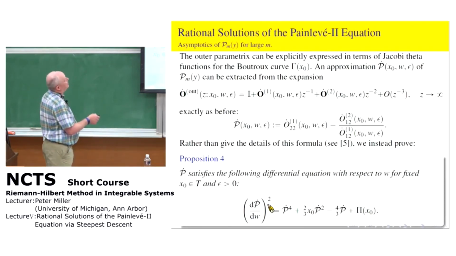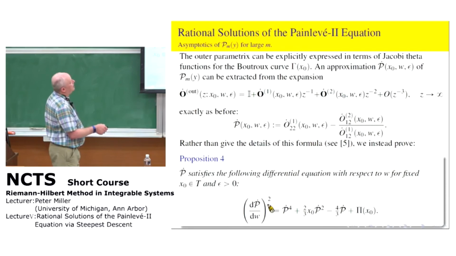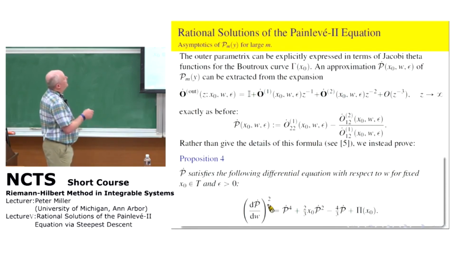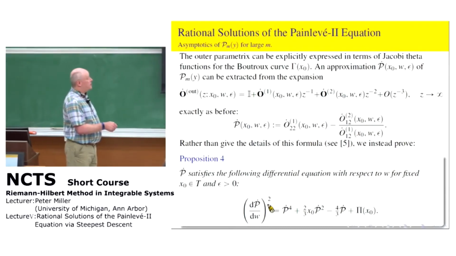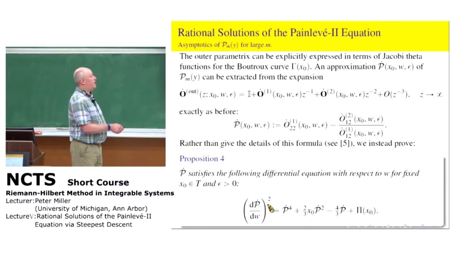So the outer parametrix can be explicitly written in terms of Jacobi theta functions for the Boutroux curve gamma of x naught. And so an approximation p dot of x naught, w, parametrically depending on epsilon, of this pm of y can be extracted from the expansion of this outer parametrix exactly in the same way as before. So p dot is written in terms of these coefficients by this formula here. Rather than write down what this formula looks like, which requires some tricks from algebraic geometry that are too detailed for us to go into in these lectures, you can check this reference here.